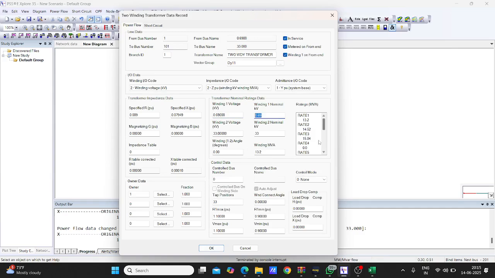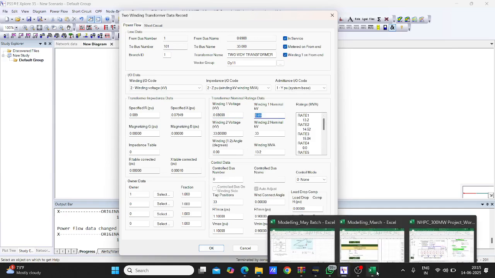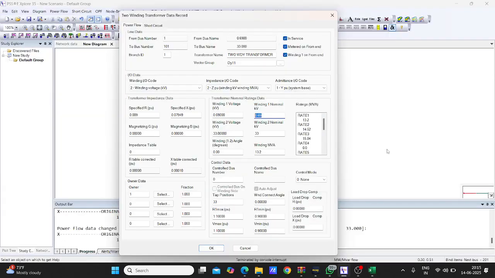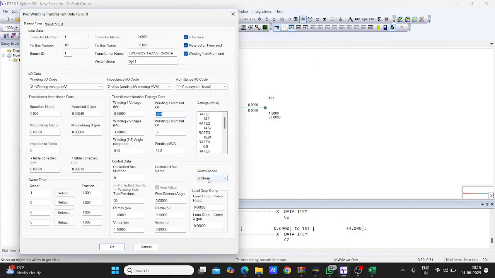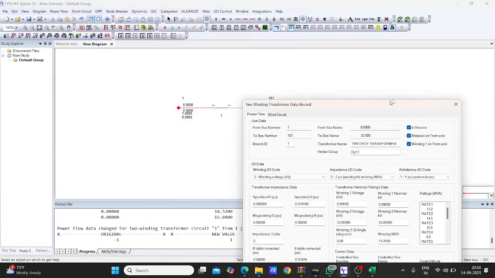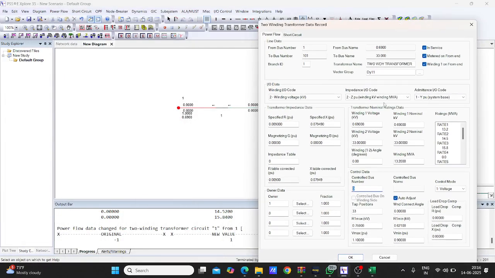And this control data. What is this control data? This control data is nothing but your tap changer. This is used for tap changing, so we need to give a tap changing. Now I'm just going to give a tap changing here. Let us consider tap changing is equal to voltage per unit voltage. Click OK. Usually, if the transformer has a tap, the tap is applicable on the higher side and can control the lower side. Which is the lower side? Higher side is connected to 101. Lower side is 0.69, which is connected to 1. So I'm just going to control bus number 1 here.